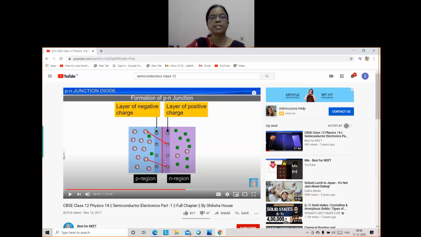So this side positive, this side negative, means an electric field is set up. Positive-negative electric field is set up and a potential barrier is developed, just like it behaves as if a battery is connected here.